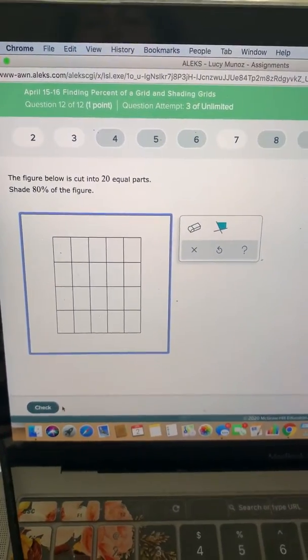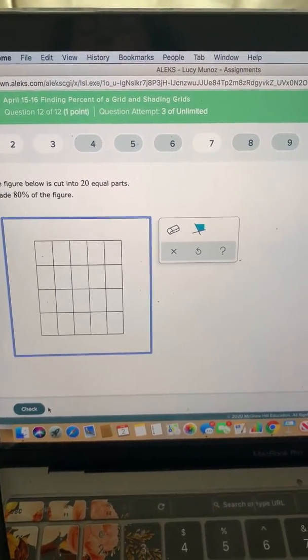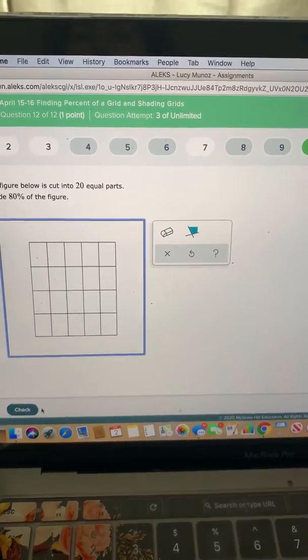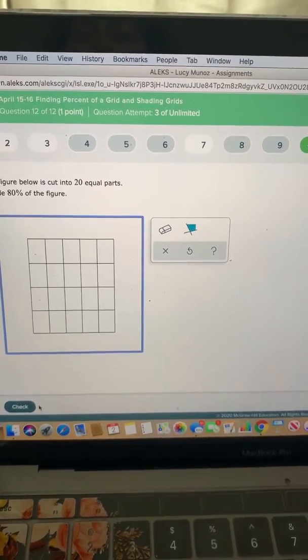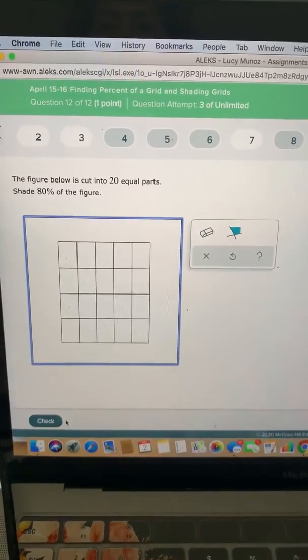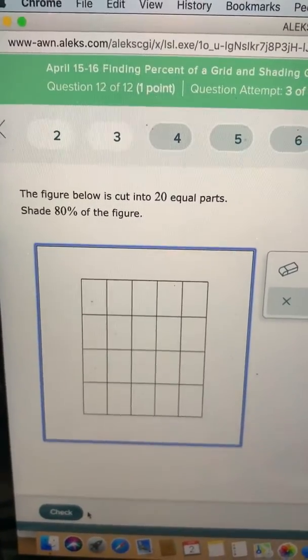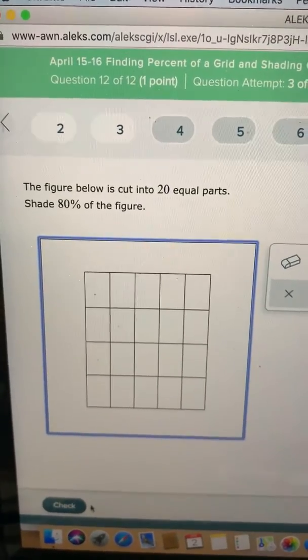Hi guys, today I'm going to be showing you an example from your homework today on ALEKS. Your homework is finding percents of a grid and shading grids. So the question that I'm going to be showing you guys is the one where it asks you to shade a certain percent of the figure.